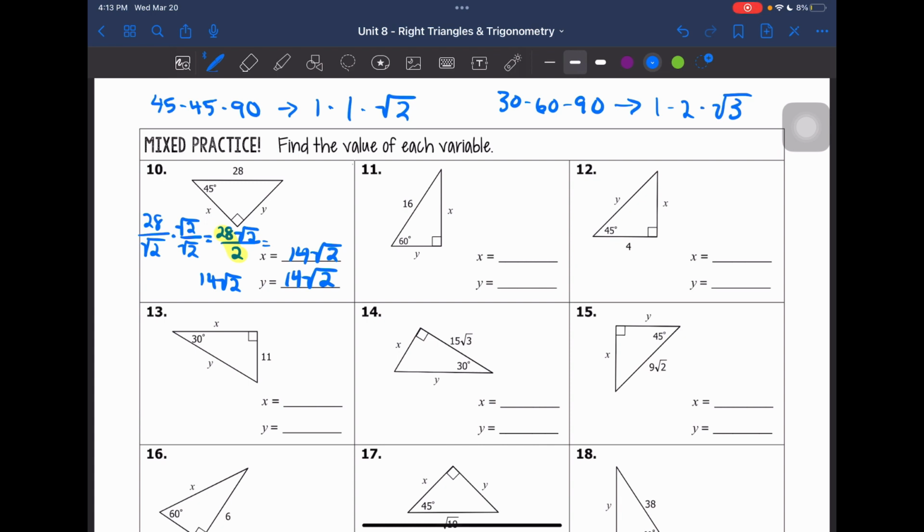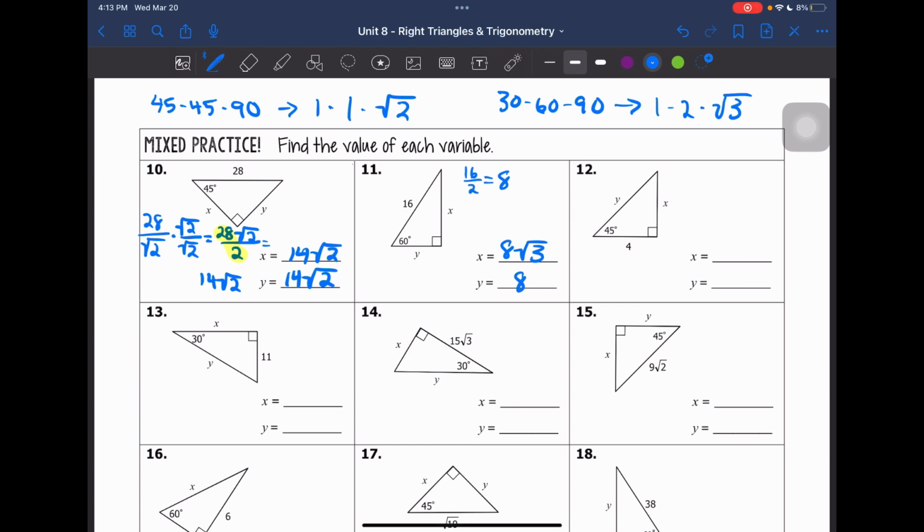So let's look at number 11. This is a 30-60-90 triangle, and we're given the hypotenuse. So if I want to know what the shorter leg is, I just need to take the hypotenuse and divide that by 2. That's 8. So my shorter leg, y, is 8. And my longer leg is just that shorter leg times root 3, 8 root 3.